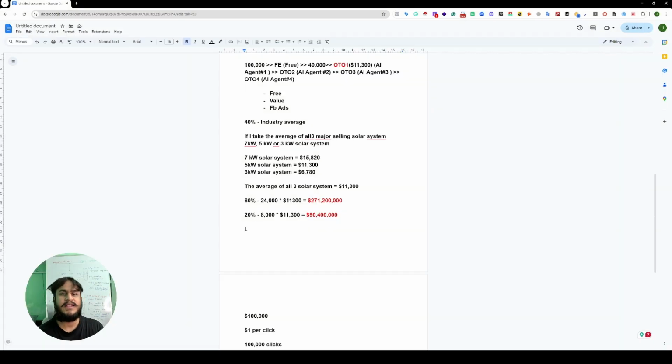And even if I take a lower example of 10%, 10% of 40,000 would be 4,000 people purchasing the $11,300 product, and it turns out to be $45,200,000. So the revenue of $45 million has been generated just at the OTO1 level, and I'm yet to go to OTO2, OTO3, and OTO4.